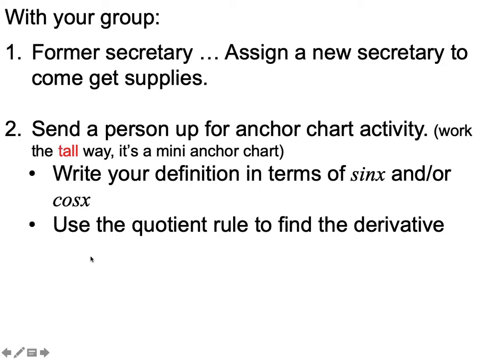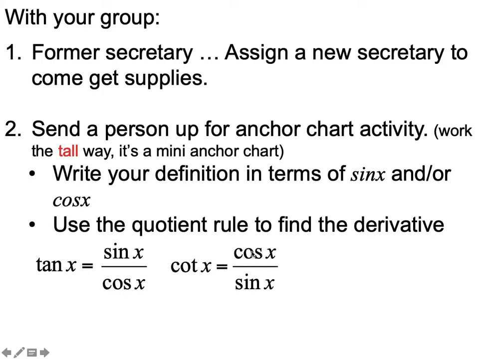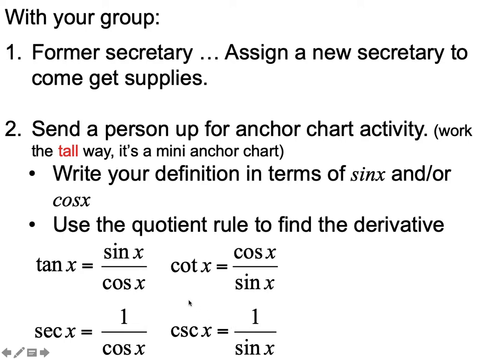And so these are the 4 trig functions we're going to focus on today. We're going to focus on tangent, which we know is sine over cosine, cotangent, which we know is the reciprocal of that, cosine over sine, secant, which is 1 over cosine, and cosecant, which is 1 over sine. And so what you're going to do is you're going to have one of these 4 for your group to prove for differentiation.